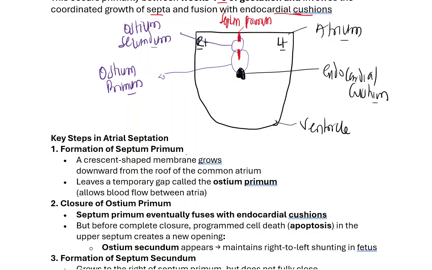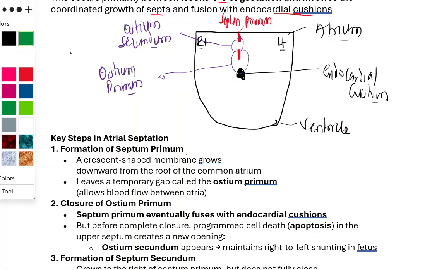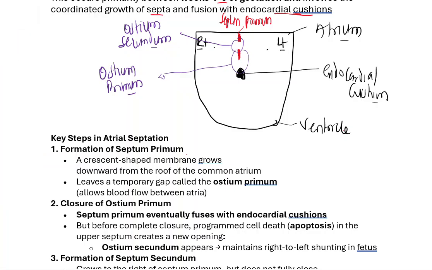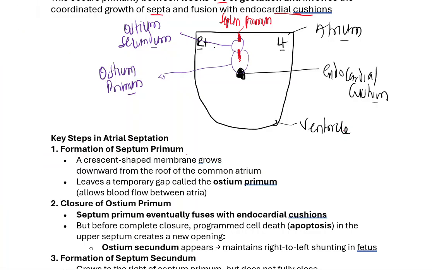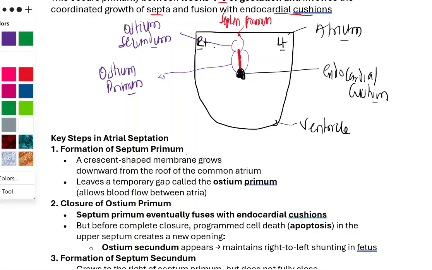Of course, this ostium secundum is going to facilitate the right to left shunting of blood. And as this continues, the septum primum, the red one, is going to continue to grow towards the endocardial cushion to fuse with it, thereby eliminating the ostium primum. So that means there will be no ostium primum anymore. And then this part of the septum primum is going to continue to degenerate.